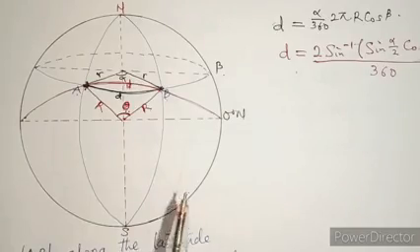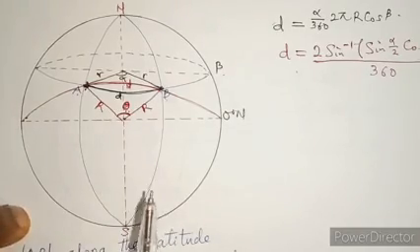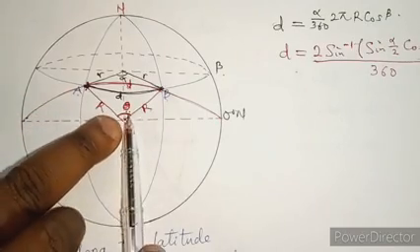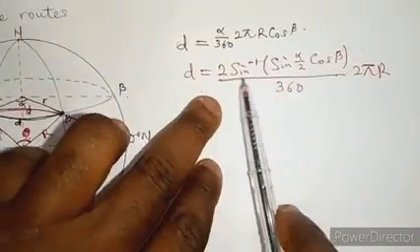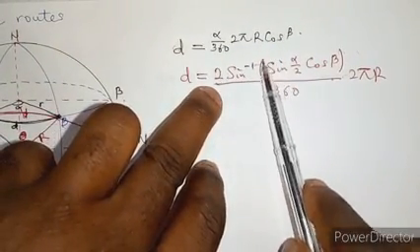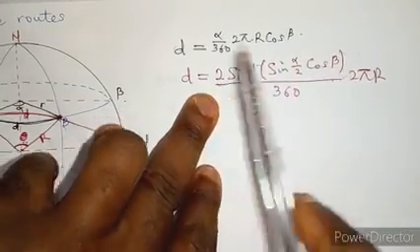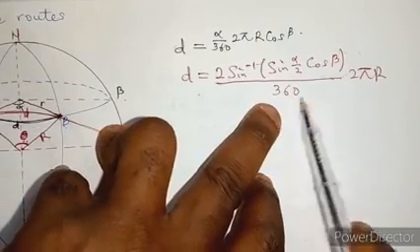Welcome back to this diagram. We have done a lot. Sorry about all that. So we are saying that for us to get this theta, it is 2 arc sine sine alpha over 2 cos beta. So the whole of this is representing the theta, then over 360, then 2 pi R.